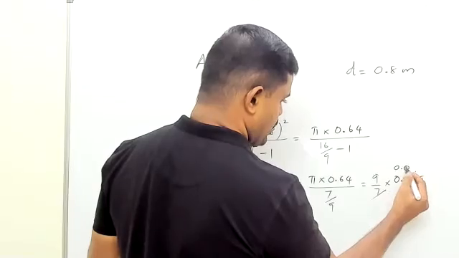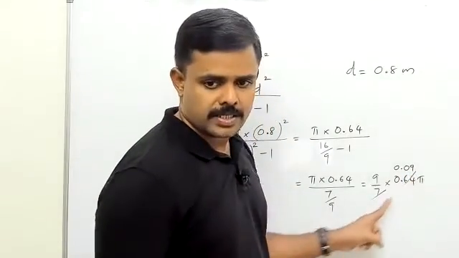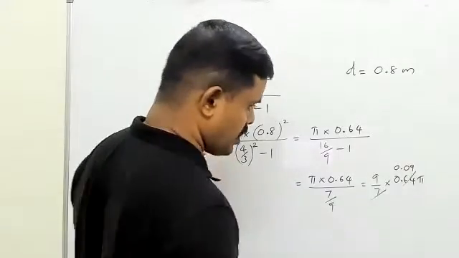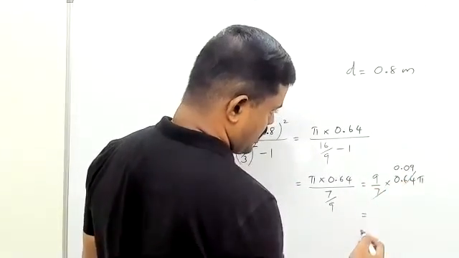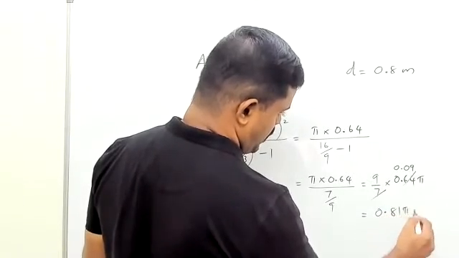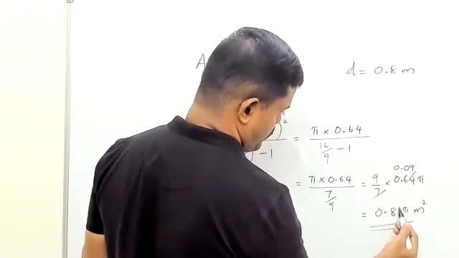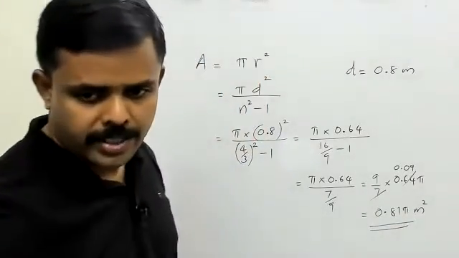64 is approximated as 63. 63 and 7, 9 sevens are 63. 9 to 7 is 2 places, 0.09. So 9 nines are 81. So 0.81 pi meter square will be the area. Did you understand?